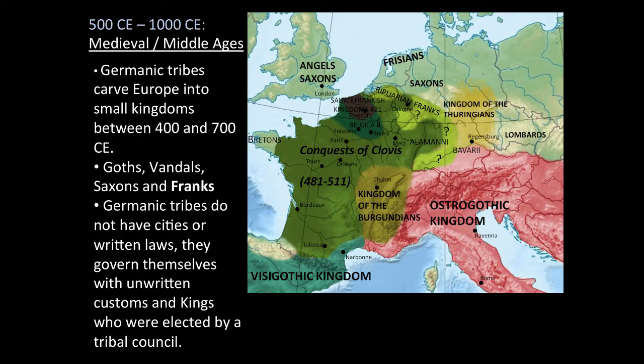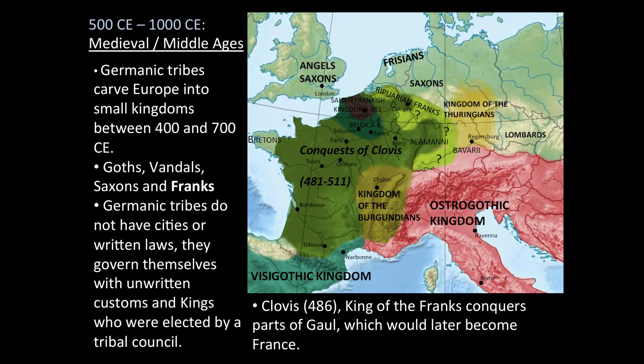Germanic tribes don't really have cities or written laws. They govern themselves with mostly unwritten customs and kings who are elected by a tribal council. So like I said, they're nomadic as well, and so vastly different than the Romans who had existed in many of these places before.